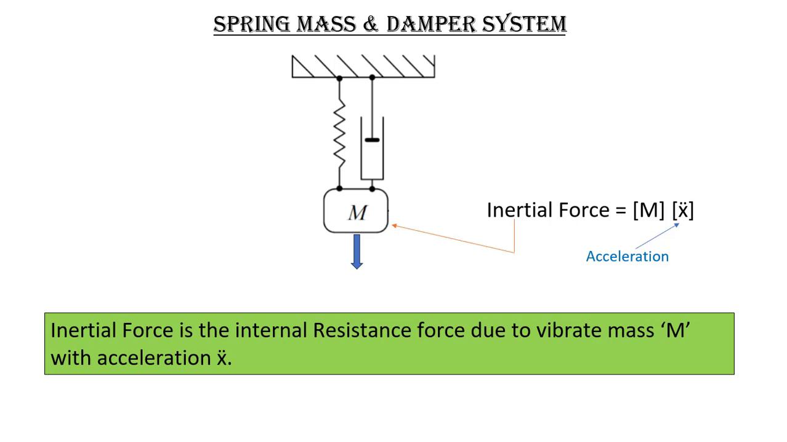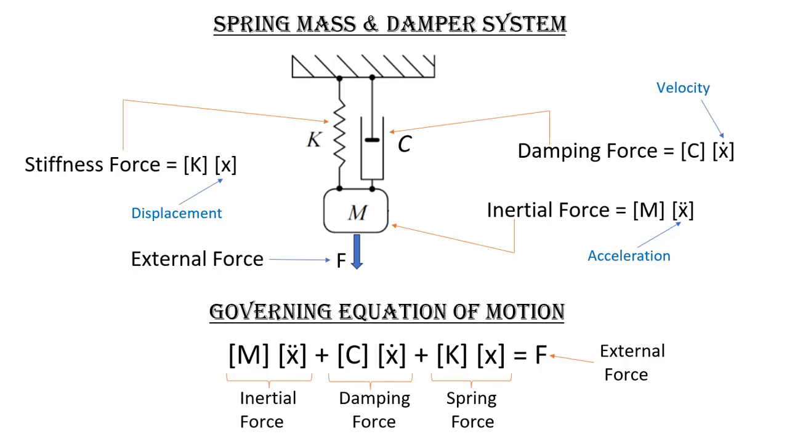The next component is the mass, which is suspended over the spring and damper. Because of that mass, there will be an inertial force, which is the internal resistance force due to vibrating mass m and acceleration x double dot. Here we have kept all the three components in a single diagram.